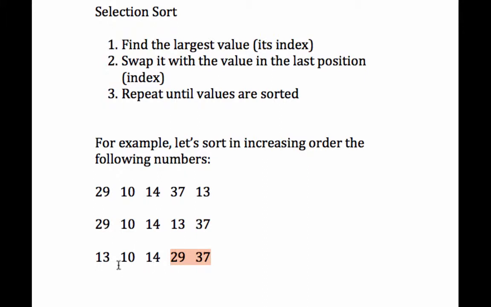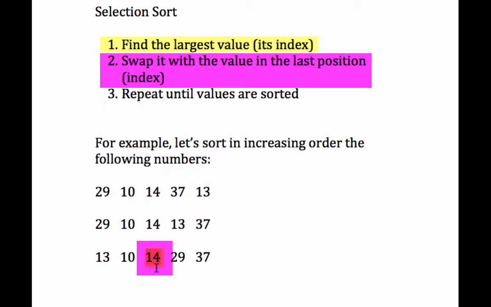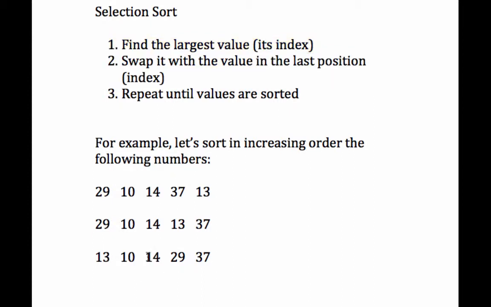Now I have to repeat the same process for the numbers which are not sorted. So let's do that one more time. I'm going to find the largest value, and the largest value that I have is 14. And then I'm going to swap it with the value in the last position. But we realize that 14 is already in the last position, so there is no need to swap. We have applied the algorithm 3 times. We have 3 numbers in the correct position.